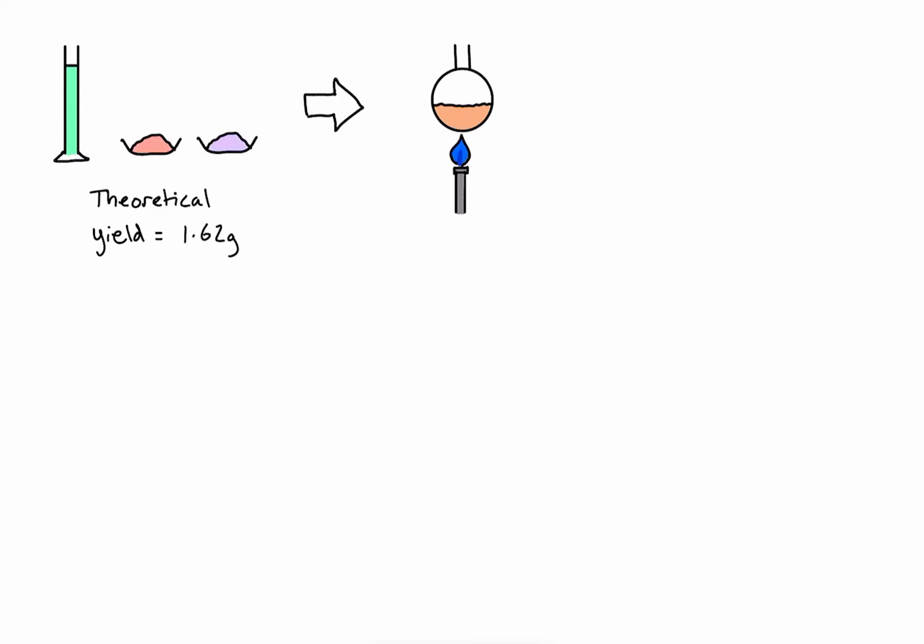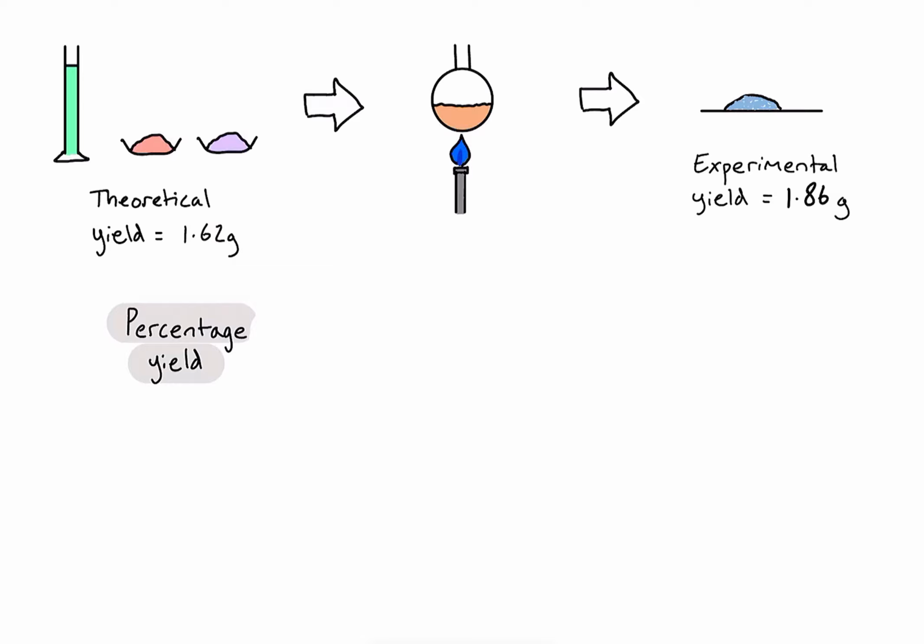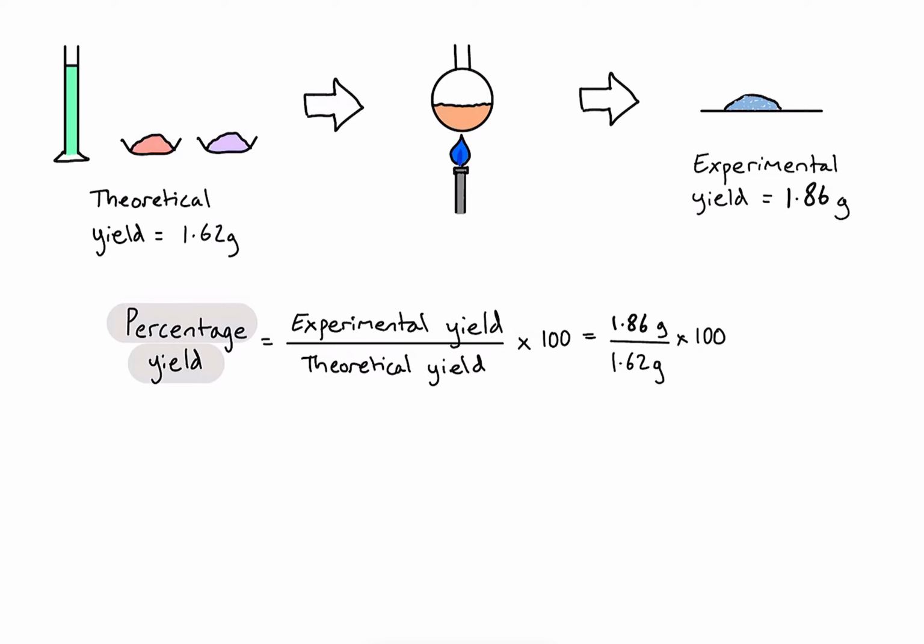I heat my reaction with a Bunsen burner again, and this time when I collect my product, I've now got 1.86 grams, which is greater than the theoretical yield that I was expecting. Now, because it's actually possible to produce more product than my reactants allow, there's going to be some other factors that we might consider. But first of all, let's work out the percentage yield in this example. Again, I take my ratio of the experimental yield to the theoretical yield multiplied by 100, stick in the numbers, and this time I come out with 115%.